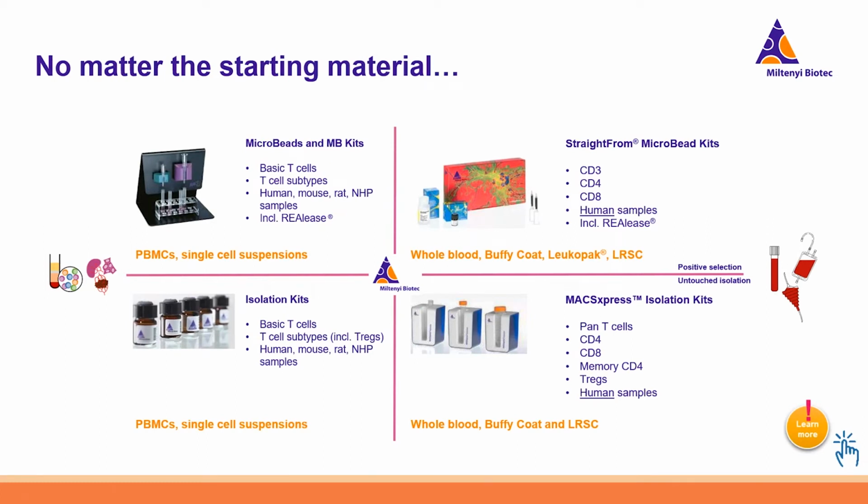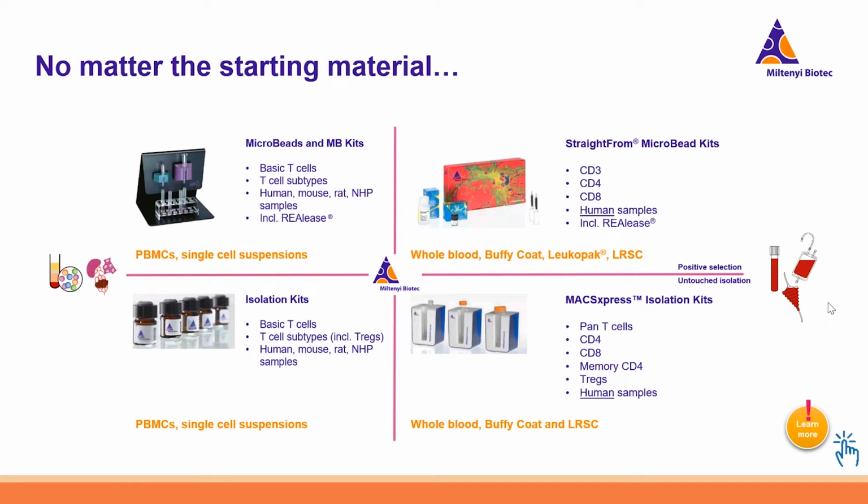Consequently, MACS cell separation technology comes with 4 different approaches to perfectly reflect the different starting materials. First, we have microbeads and microbead kits that are ideal for positive T cell separation from PBMCs and various tissue single cell suspensions. They also include the new REAlease technology for label-free positive cell separation. Separation of basic T cells and almost any T cell subtypes from different species like human, mouse, rat, and non-human primate make microbeads and microbead kits a very versatile cell separation approach.